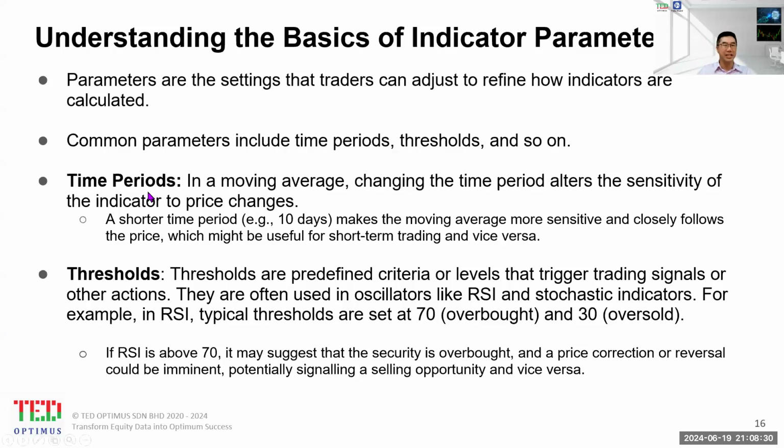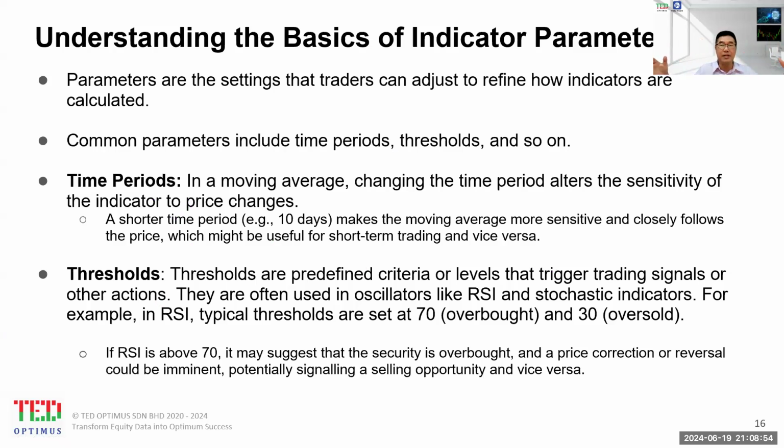One is called the time period. Just like just now, when I talked about 20, it's a 20 period. If you change it to 10, then it will be a 10 period. After you shorten it, it becomes more sensitive and closely follows the price. So the moving average will follow the price movement accordingly, compared to a longer term.